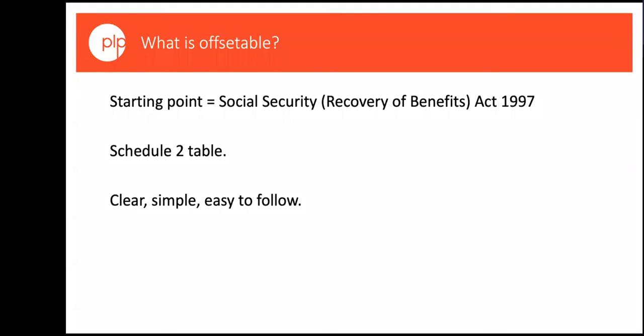So, key question is, what is offsettable? Your starting point should always be the Social Security Recovery of Benefits Act 1997. Now, we don't usually recommend that the starting point for everybody is always to go straight to the Act. We know that it can sometimes be one of those jobs where you're not really sure what you're looking for and you're rifling through, that sort of thing. This is not one of those acts. This is one of those acts that is in fact really clear and functional. In particular, you're looking for Schedule 2, which sets out a really useful table providing for what benefits are recoverable against what head of loss. Dead clear, simple, easy to follow. And in this case, I would recommend that anybody who's not certain goes back to the Act.